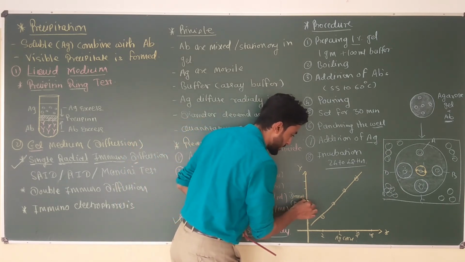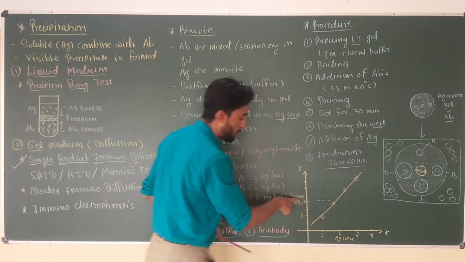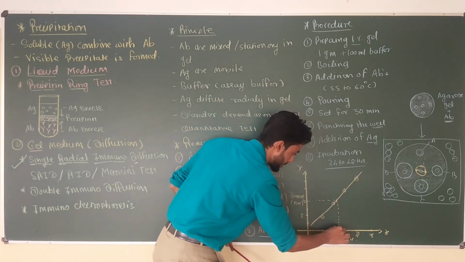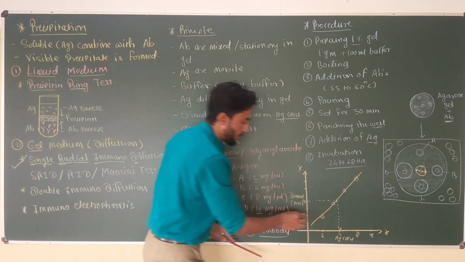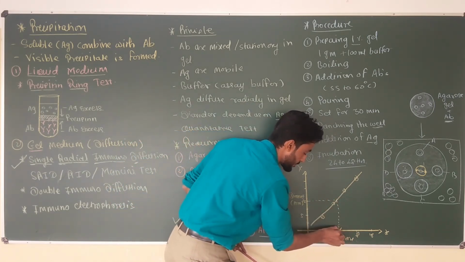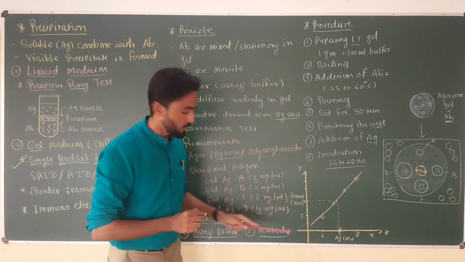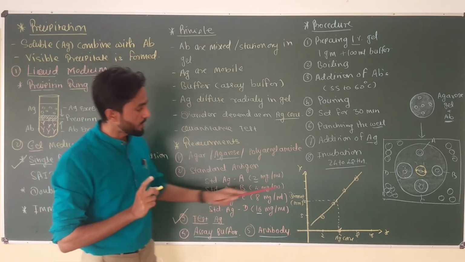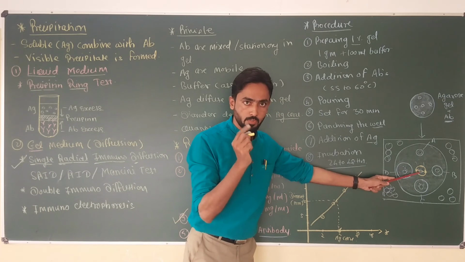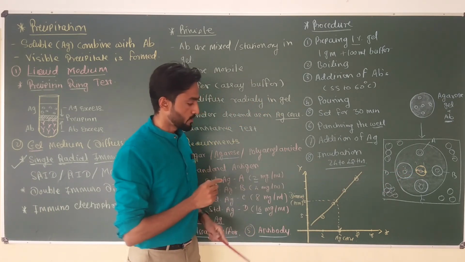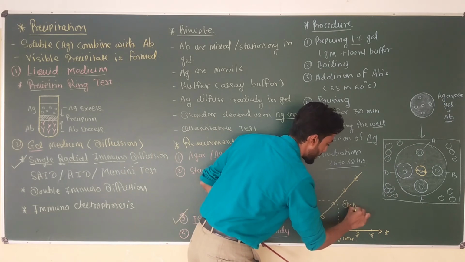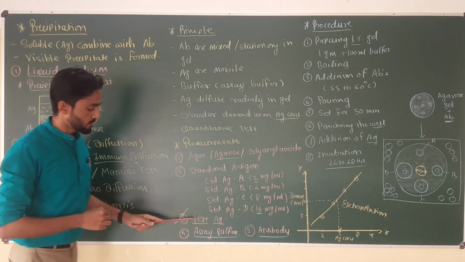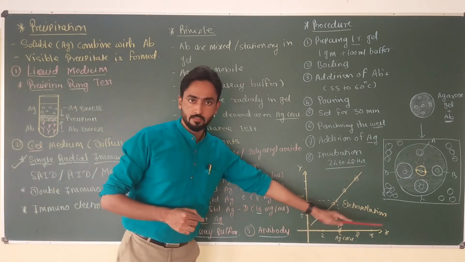Now you have to extrapolate the value of this test antigen diameter on the x-axis, and it will give you a point on the x-axis which exactly gives you the antigen concentration of the test antigen, okay. So just by measuring the precipitation zone diameter of the test antigen and extrapolating it on the standard graph, this is called extrapolation, you can easily get the concentration of test antigen with the help of the x-axis, okay.